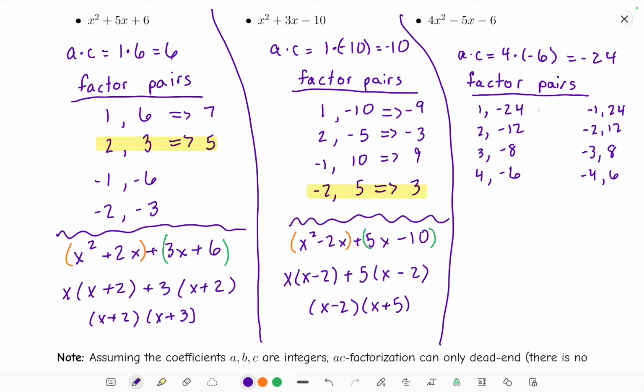And then you add them together. So 1 and negative 24 is negative 23. 2 and negative 12 is negative 10. 3 and negative 8 is negative 5. That's the one we were looking for. So I can quit looking. So then it becomes 4x squared plus 3x minus 8x minus 6. Group it again.